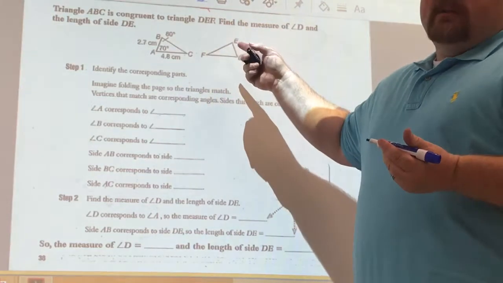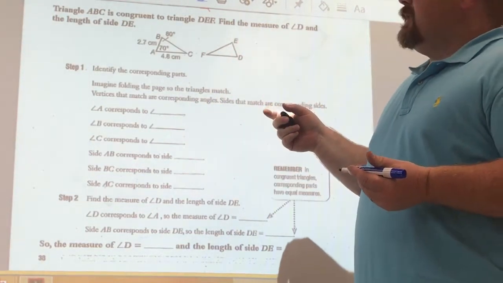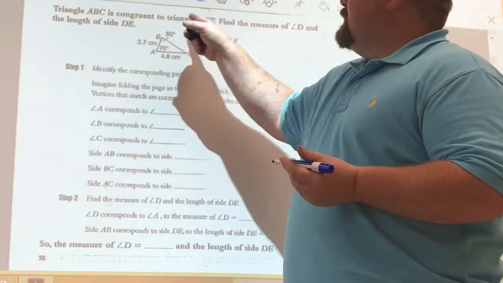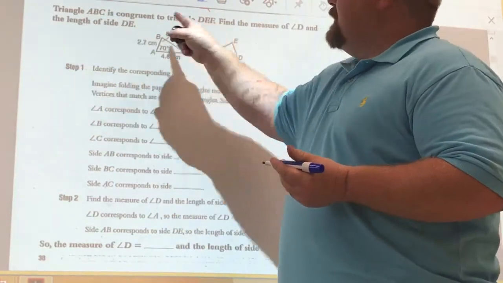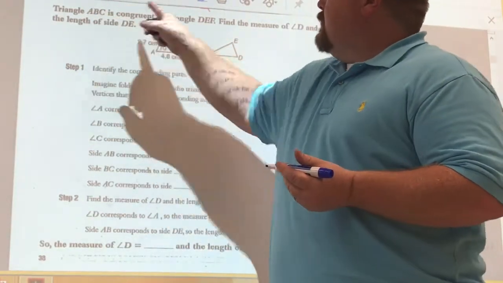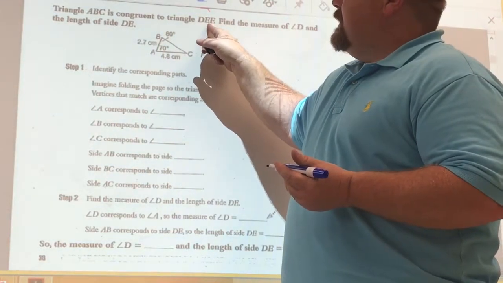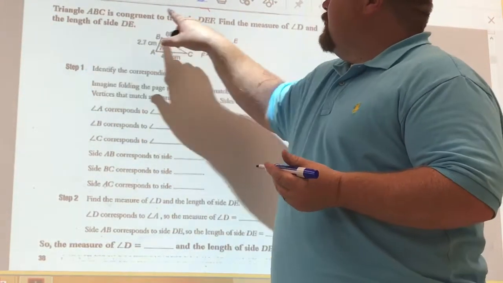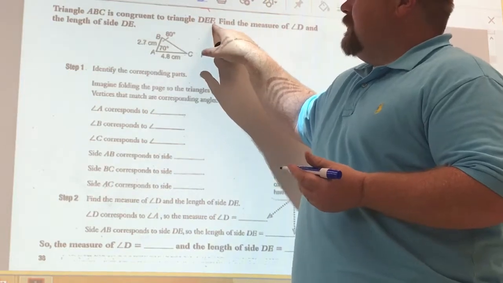That means they're identical. Congruent means the same shape and the same size, and they give you the letters in the matching order. For instance, A would match D, B being the center would match the center letter of the other figure, E. C is the last letter, it would match the last letter from the other figure.